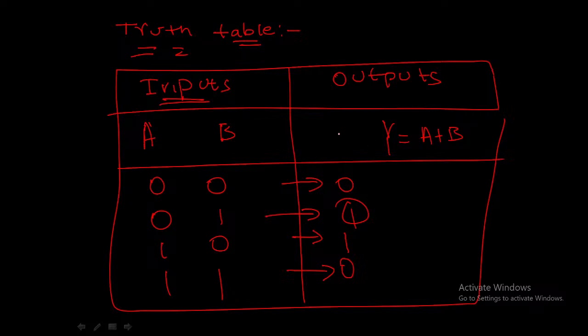By seeing the truth table itself, you can describe the circuit. The circuit is adding the two inputs, Y is equal to A plus B, and if you provide inputs 0, 0 the output will be 0, and if you provide inputs 1 and 0, the output will be 1. So the truth table depicts the behavior of a logical circuit.